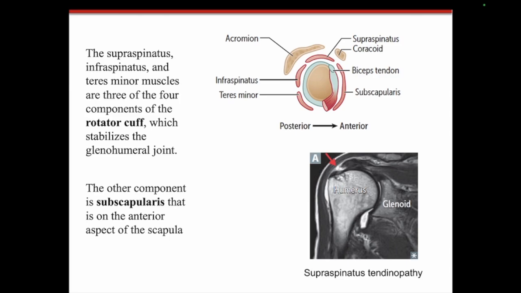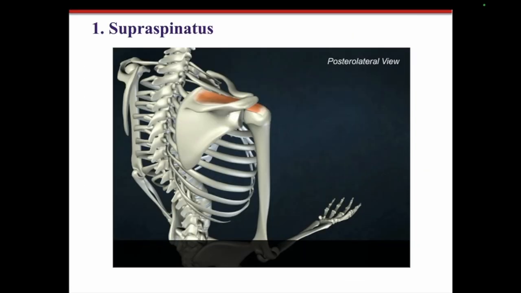The supraspinatus, the infraspinatus, and the teres minor are three muscles that are collectively the muscles of the rotator cuff that stabilize the articulation of the shoulder, or the glenohumeral articulation to be more specific. The fourth element of the rotator cuff is the subscapularis.